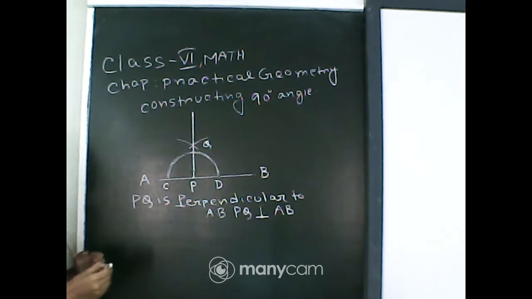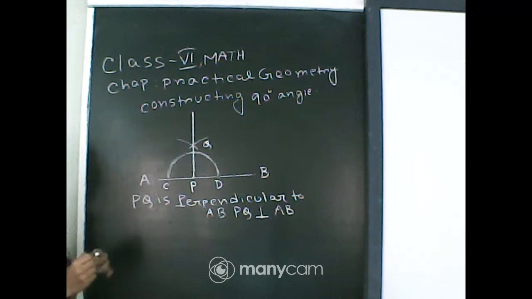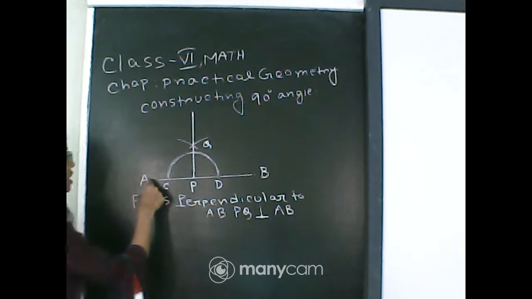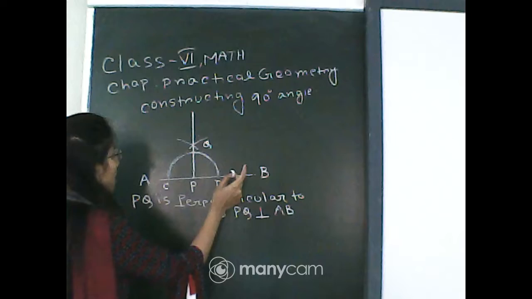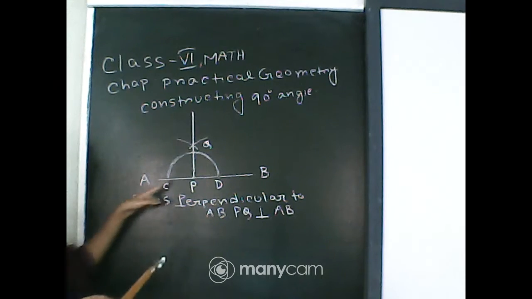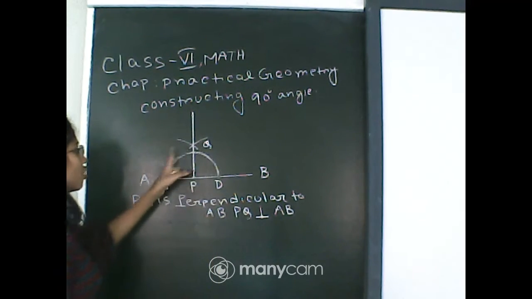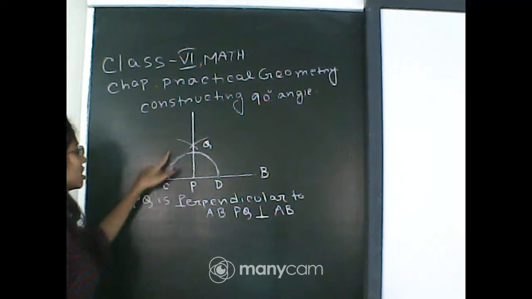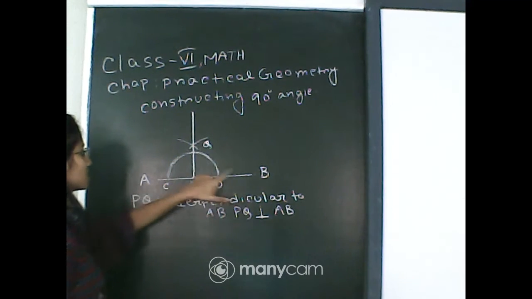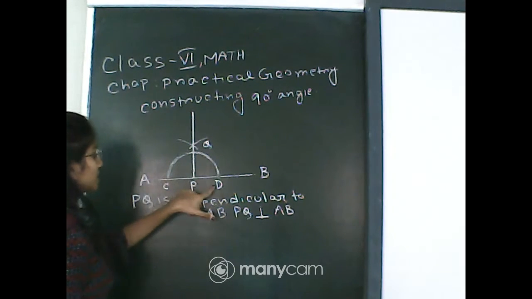Again I repeat the process. Topic is constructing 90 degree angle. For this we first draw a line AB and take a point P on it. Now with P as center and a convenient radius we draw an arc. Suppose this arc intersects the line AB at 2 points C and D.